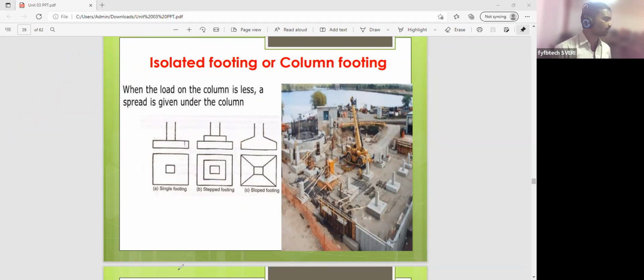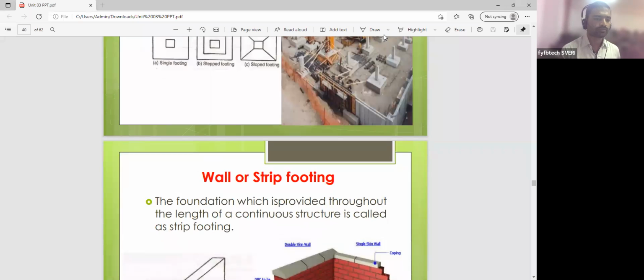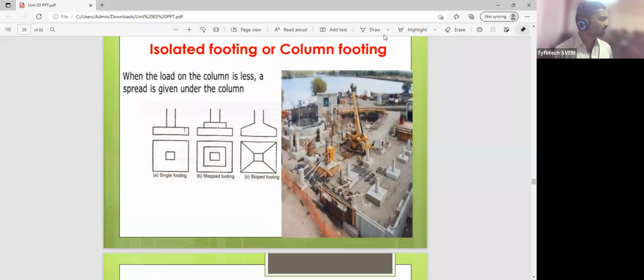Draw rough diagrams: single footing, stepped footing, and sloped footing. By looking at the figure, you understand which is single step, which is stepped, and which is sloped.